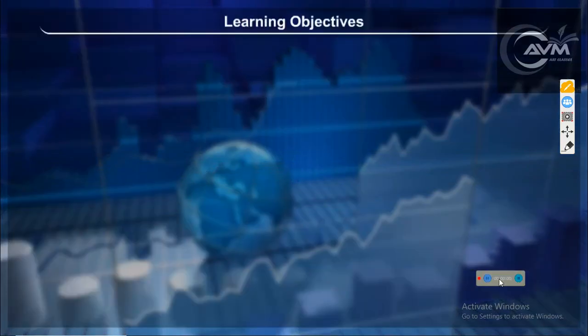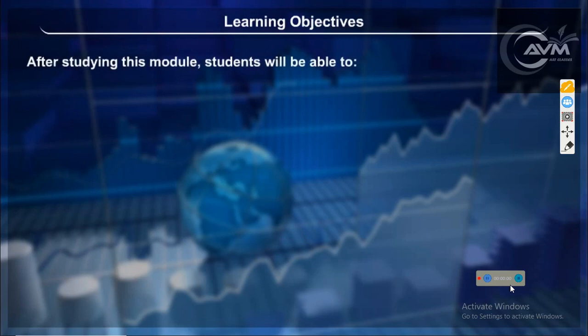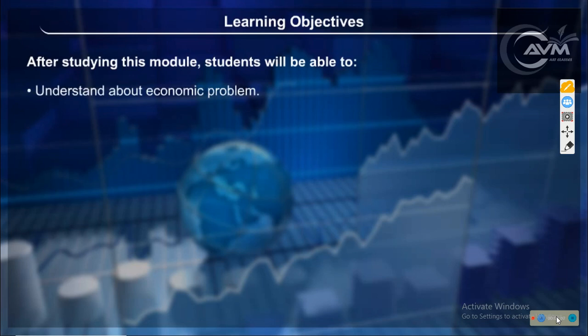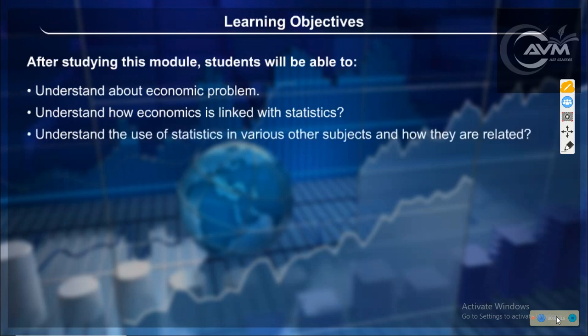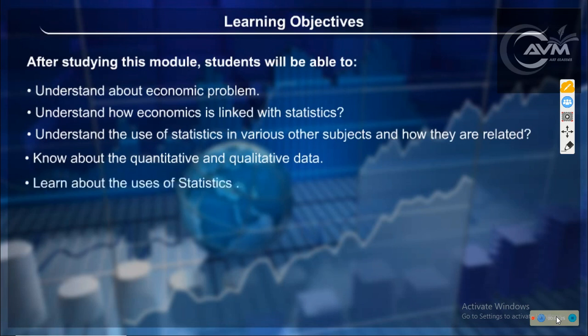Learning objectives. After studying this module, students will be able to understand the economic problem, understand how economics is linked with statistics, understand the use of statistics in various other subjects and how they are related, know about quantitative and qualitative data, and learn about the uses of statistics.